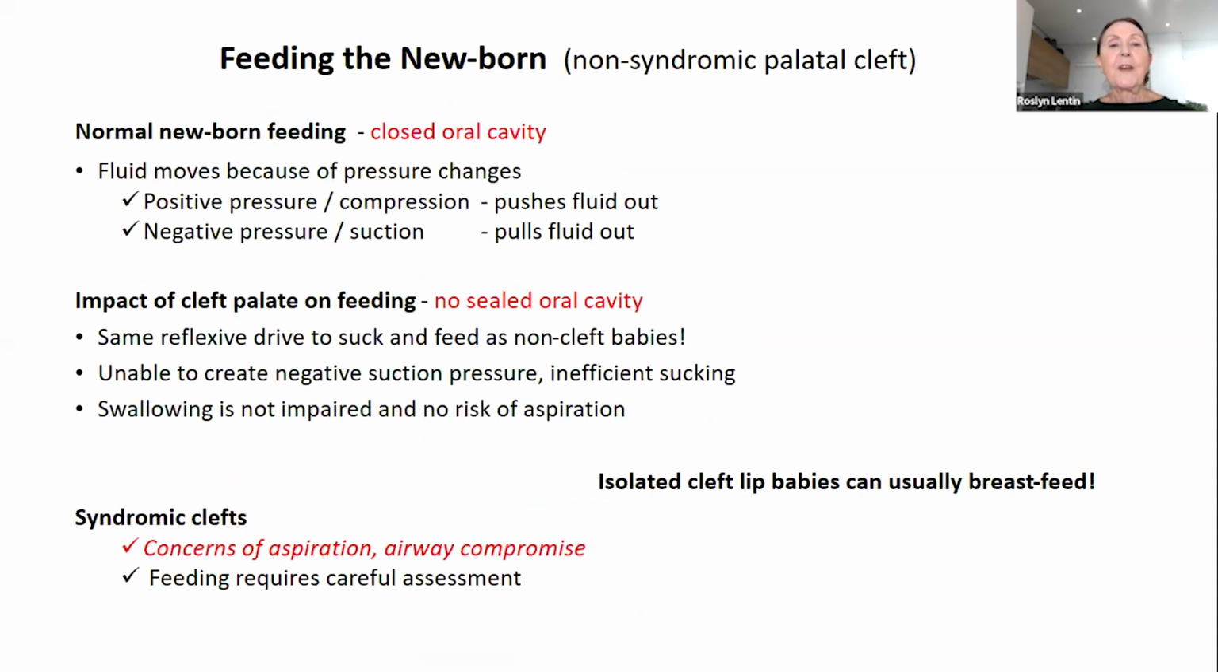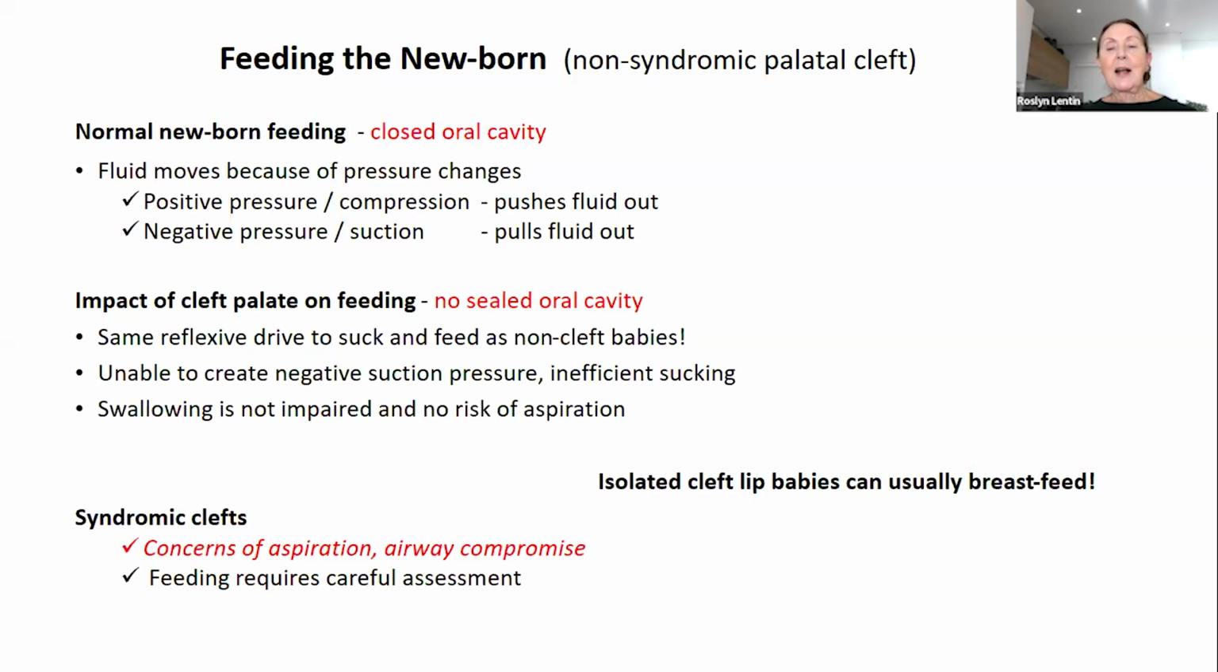Just very quickly, feeding the newborn. It's important to know this because it's the kind of information we want to impart to parents, not just hand over a bottle or an implement, but help them understand. Newborns have a closed oral cavity and the tongue moves up and down, so there's compression which pushes fluid out. As the tongue descends with the jaw during the sucking action, there is a bigger oral cavity, and therefore negative pressure is generated and pulls fluid out.